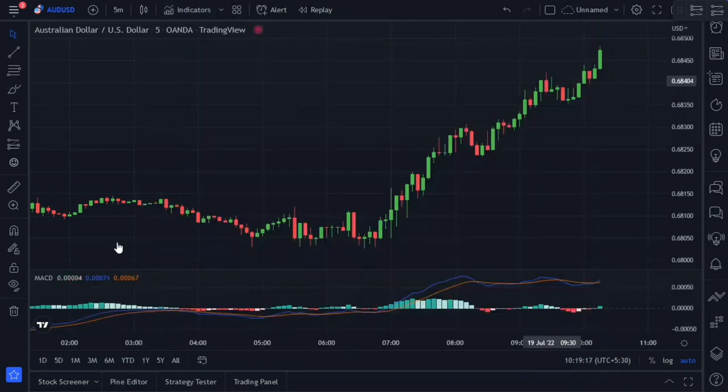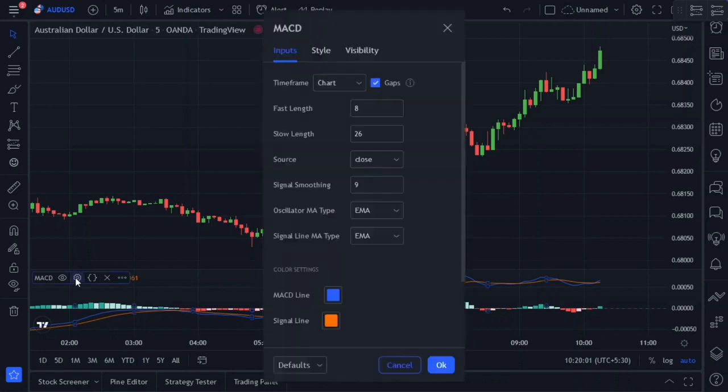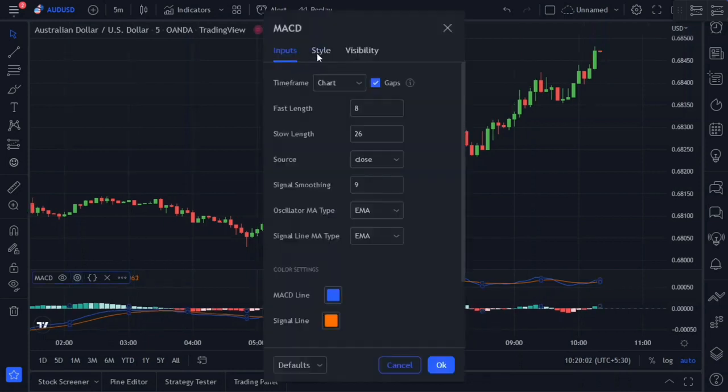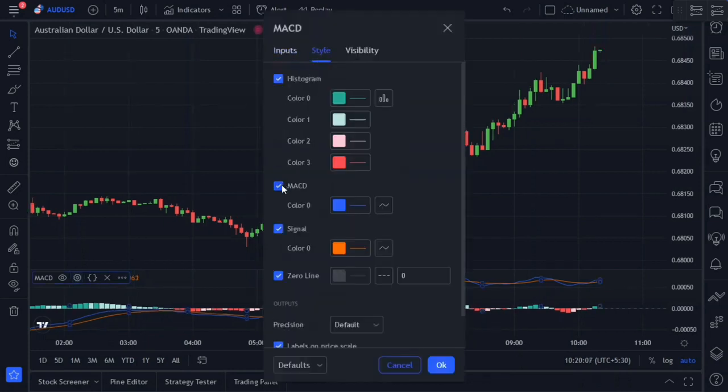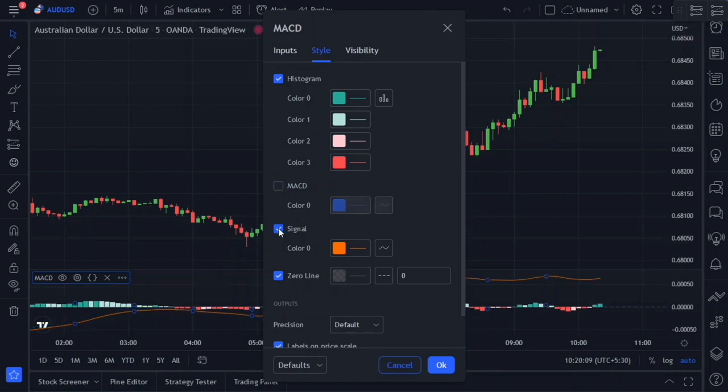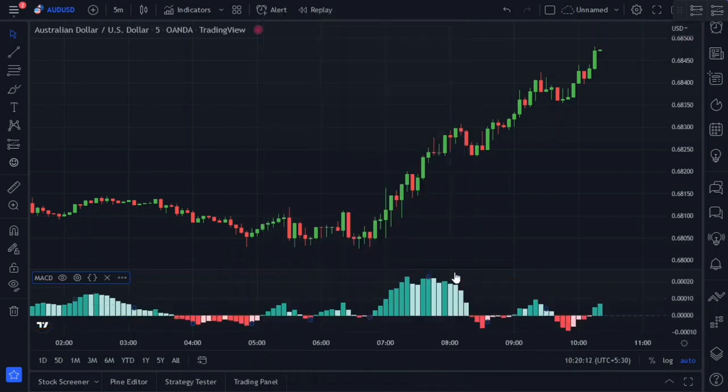We are going to make some minor changes in its settings. So click here on the Indicator Settings. And in the Style tab, we uncheck the MACD line and the Signal line, because in this strategy we only need the histogram.